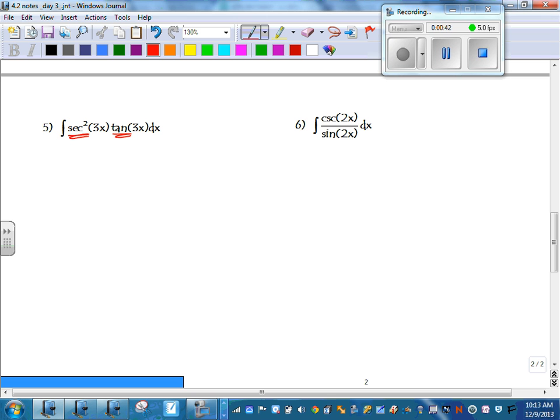Well, secant squared is 1 over cosine squared. Tangent is sine over cosine. So they both have cosine. Alright, so we could actually go ahead and rewrite this in terms of sine and cosine, and we'd end up with sine over cosine cubed. So we could kind of use that same approach that we did on the first page of notes. But there's a little simpler one that we can do if we know some connections here.